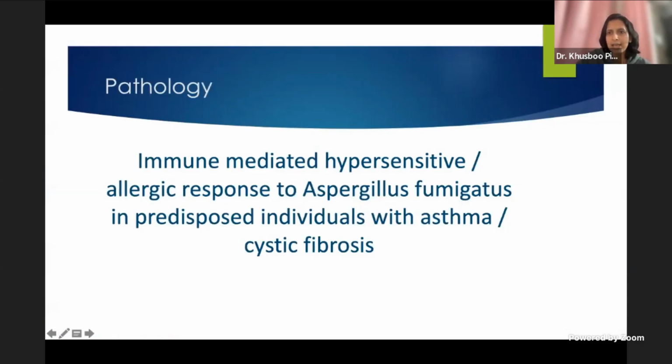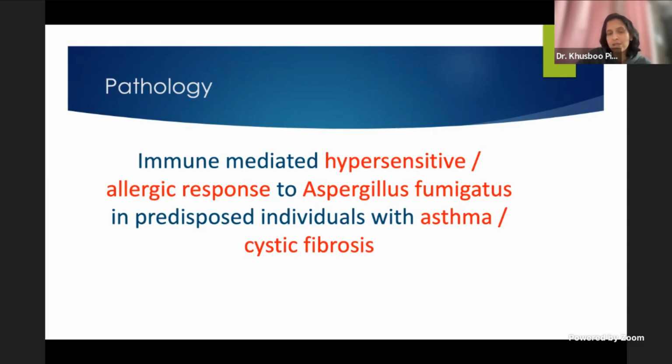As already highlighted by Dr. Manoj Goyal, allergic bronchopulmonary aspergillosis is an immune-mediated hypersensitive allergic response to Aspergillus fumigatus in predisposed individuals with asthma or cystic fibrosis. Well, this is well known. The important point is to understand that it's a hypersensitive allergic response. It is not an invasive disease. It's a rather benign and indolent disease, and it has a predisposition for patients with asthma or cystic fibrosis.